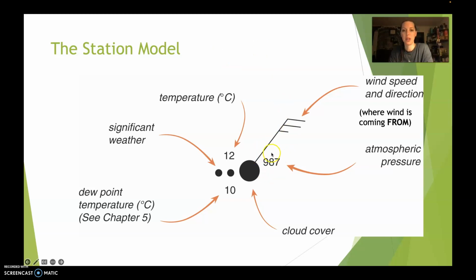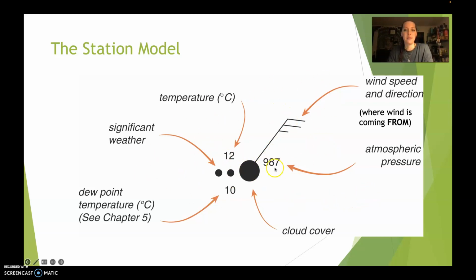And then this number here on the right side tells us our atmospheric pressure. And we'll go through this again later, but we have to decode that. It's not the exact pressure. Like, for example, this is not 987 millibars. We have to do some things to it to tell us our actual pressure. But again, we'll get into that later. But this is just our little introduction to what this is.